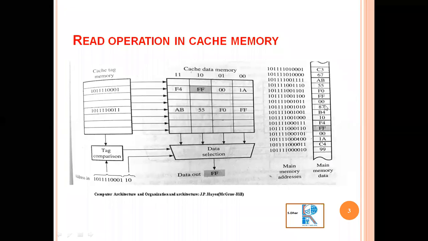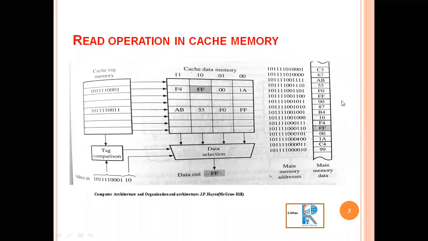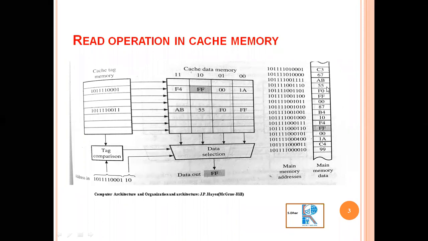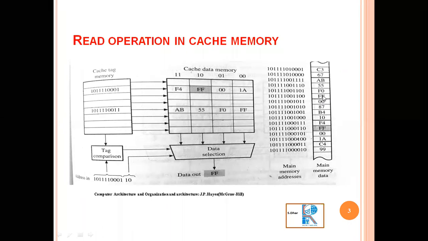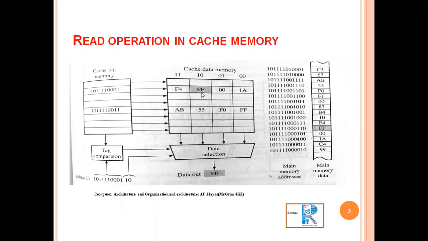Here you can find out that the main memory is divided into certain blocks and each block contains 4 words. Suppose this block, marked by a black line, is one block: AB, 55, F0, FF. These are all words, and these are the data in the words. So this is the main memory division. On the left hand side you can see the cache memory.